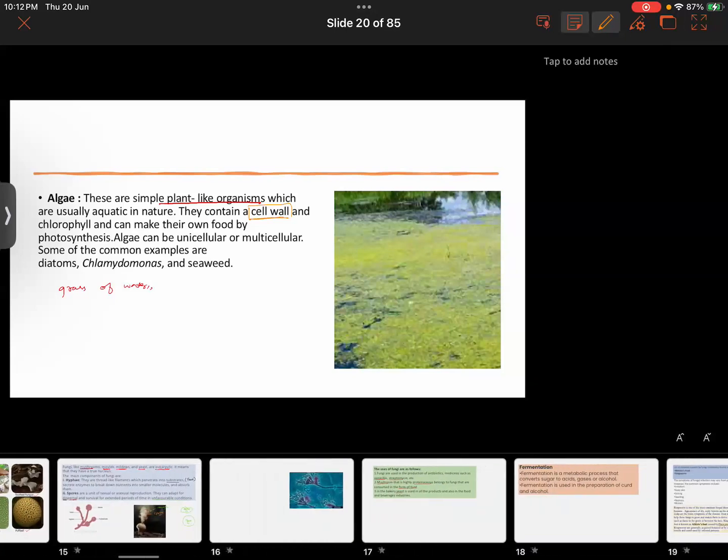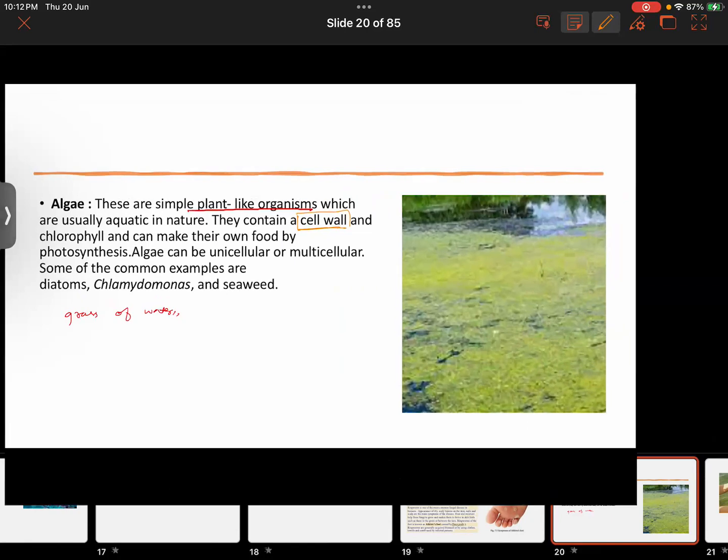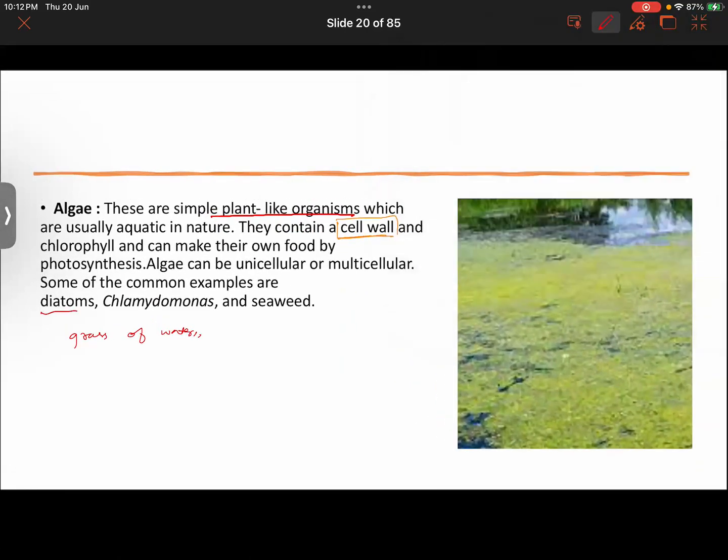Some of the common examples of algae are as follows. We have diatoms, Chlamydomonas, and seaweed. You can have some other examples which we have discussed in the class, like kelp, red algae, brown algae, and blue-green algae, which we have learned moments ago. Also, they can be both unicellular and multicellular. So keep that in mind.